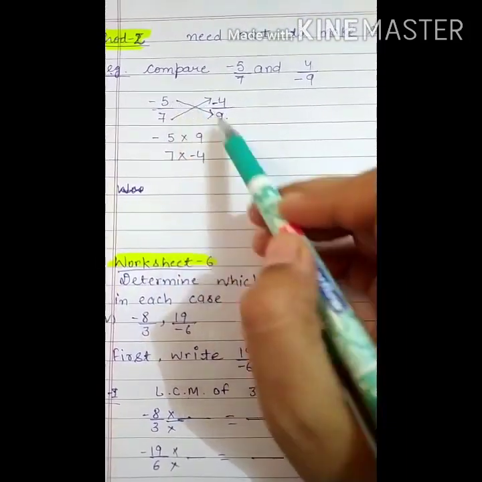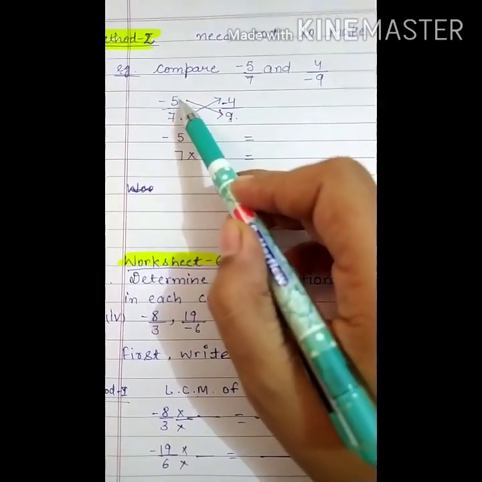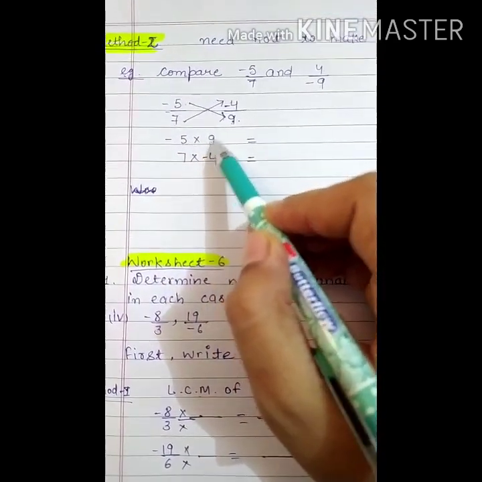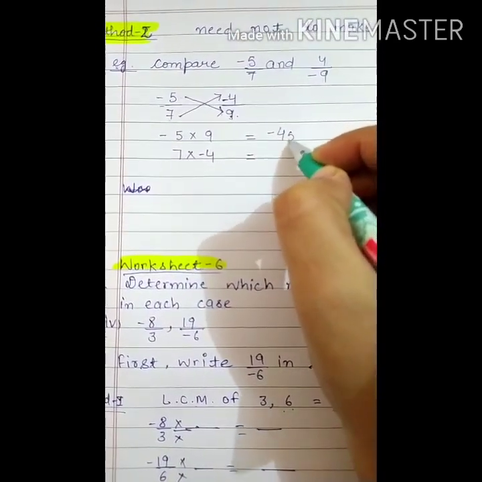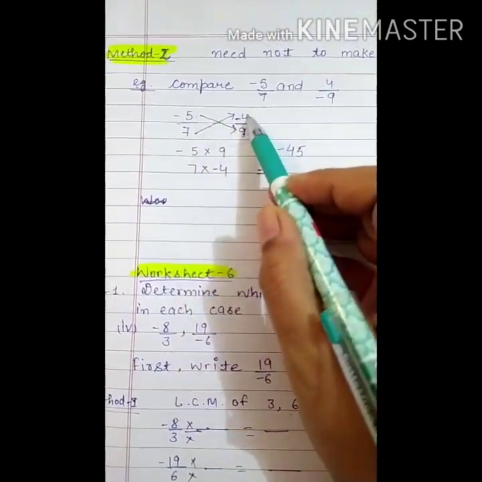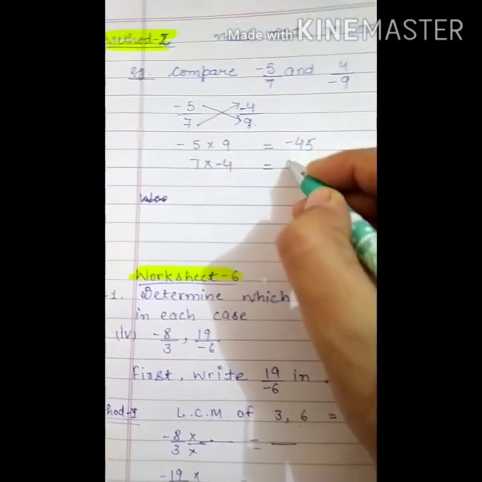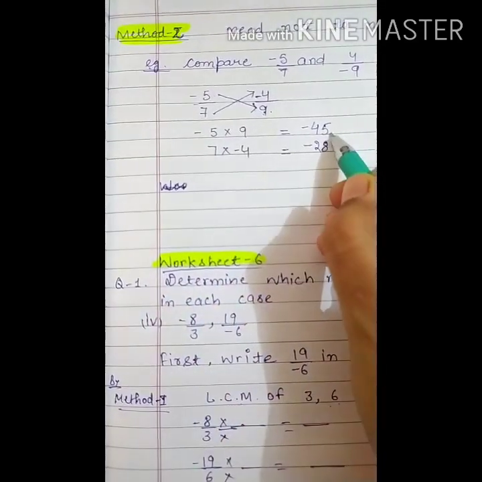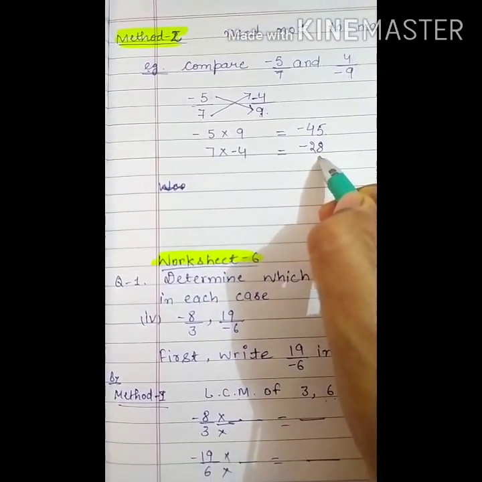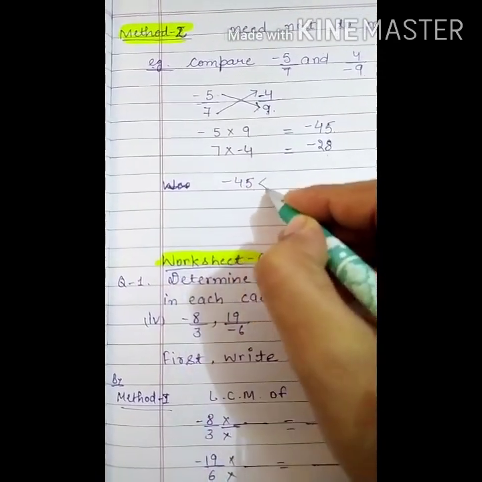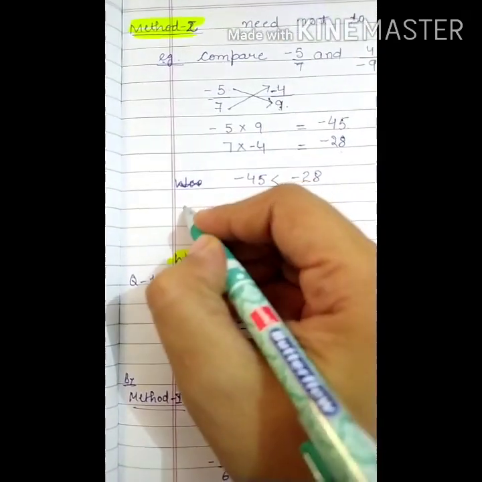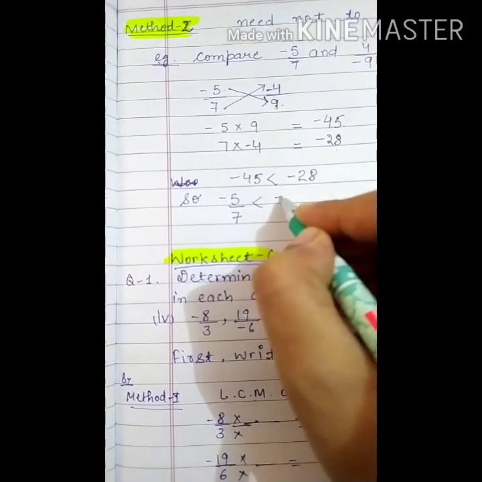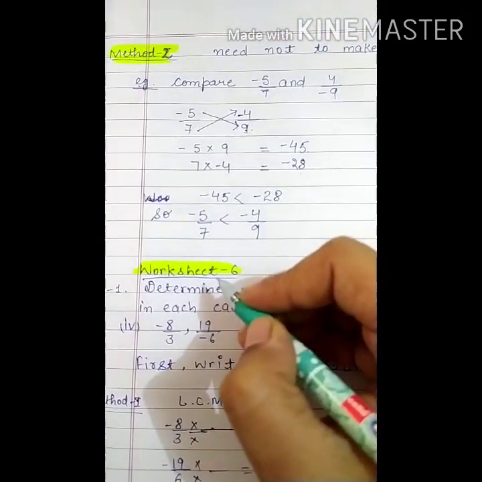Now we cross multiply the numbers. Multiply -5 by 9 and the answer is -45. Now 7 multiplied by -4 is equal to -28. Since -45 is less than -28, so -5/7 is less than -4/9.